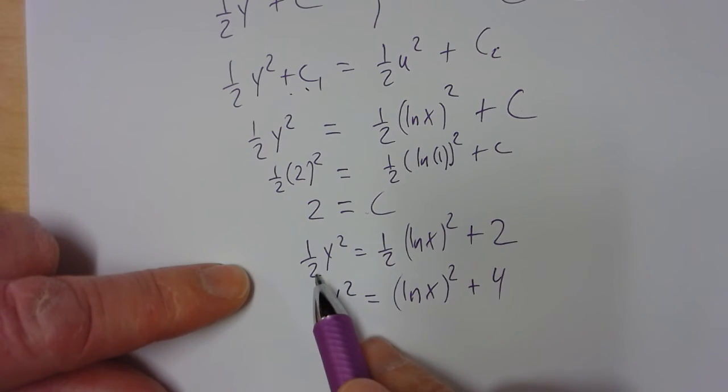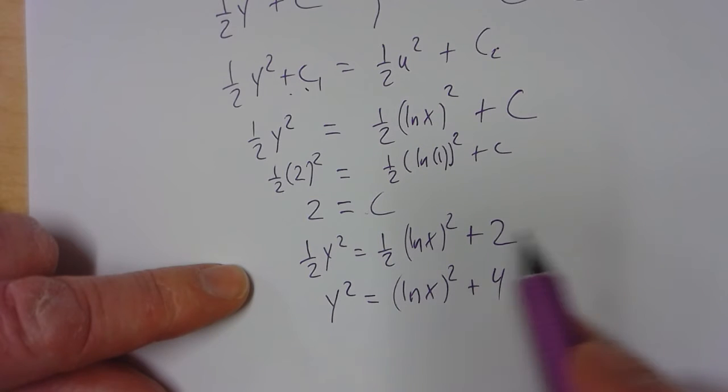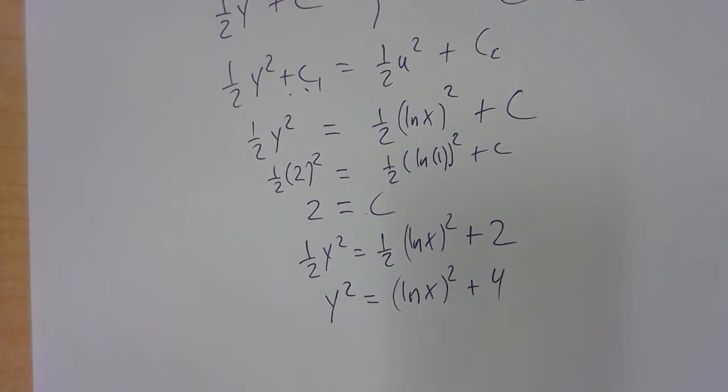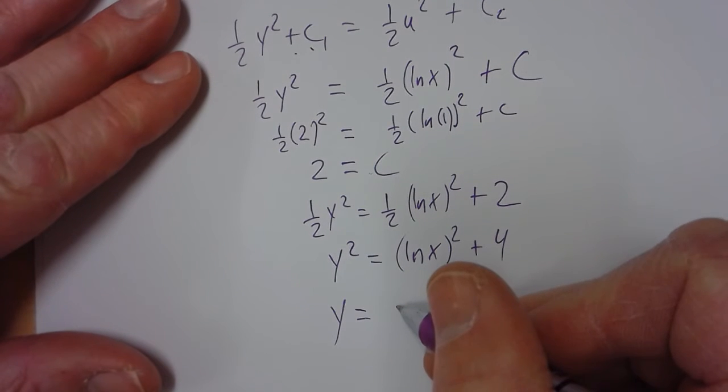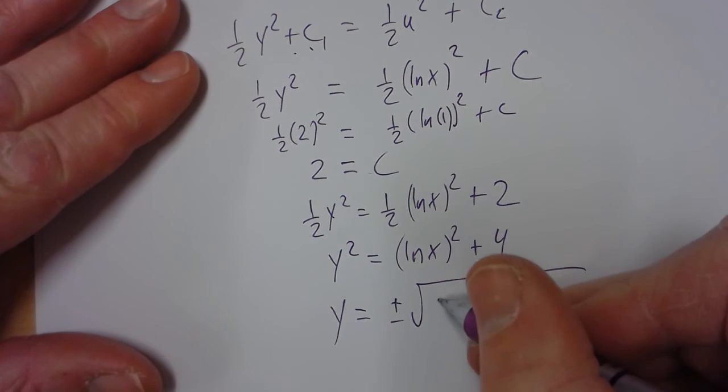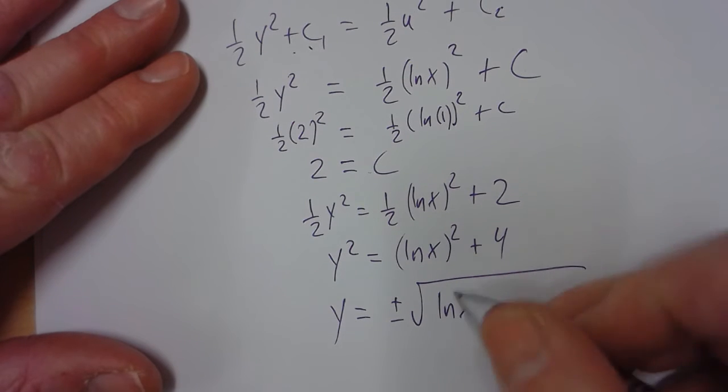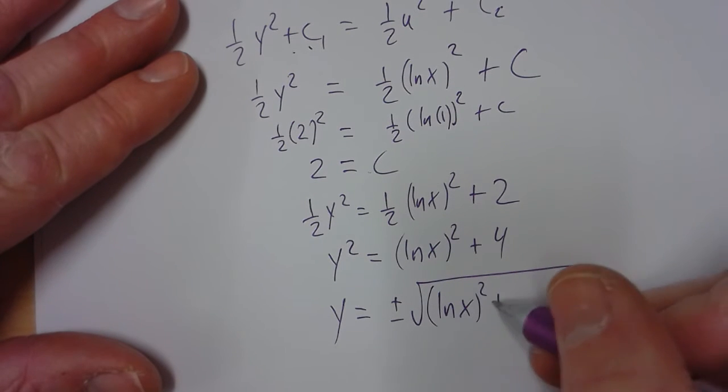Because you got to multiply this by 2, multiply this by 2, multiply that by 2. Now I'm going to take the square root. When you take the square root of y squared, you get plus or minus. So y is equal to plus or minus the square root of the natural log of x squared plus 4.